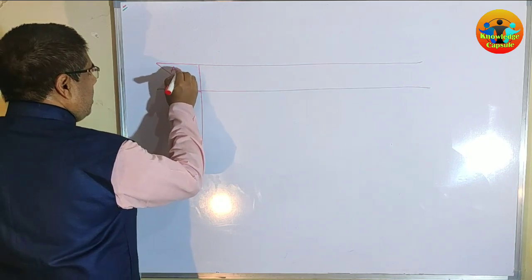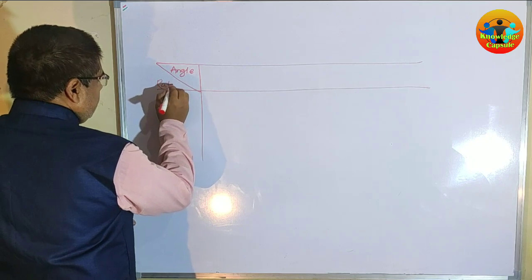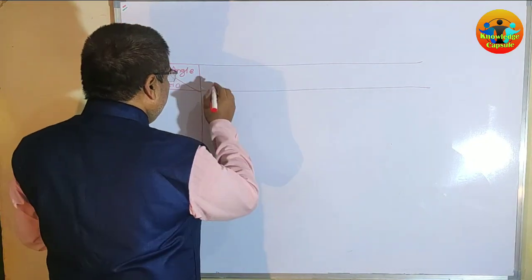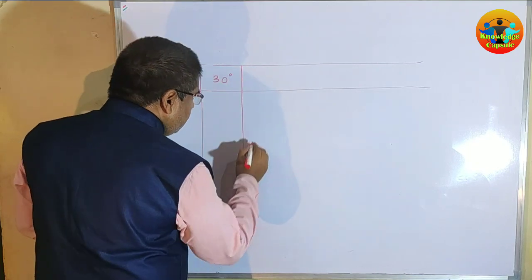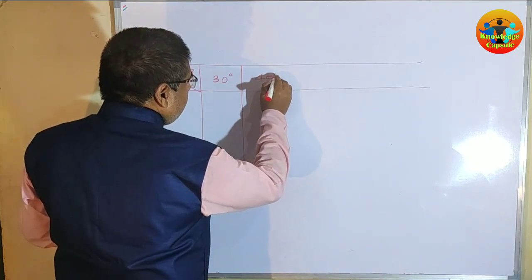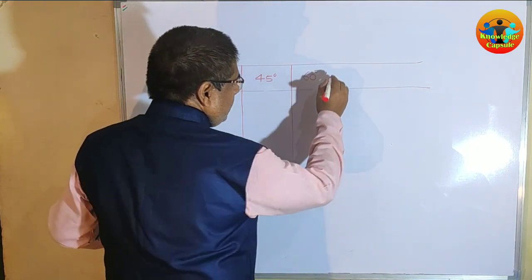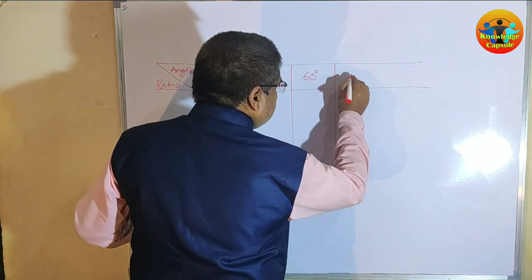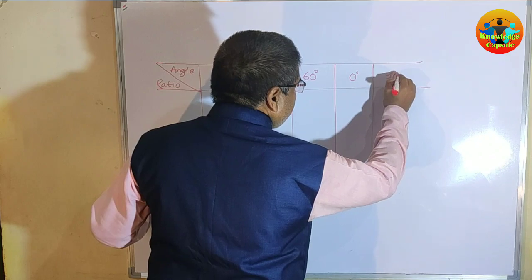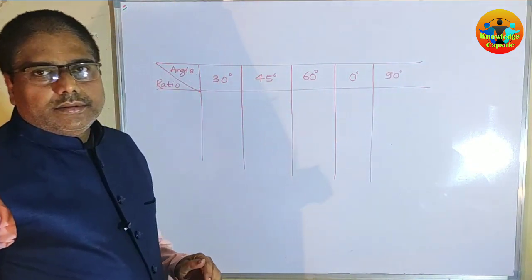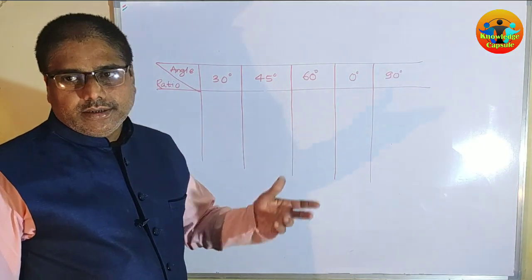Here we will take angle. Here we will take ratio, 30-degree angle, then 45, then 60, then let us take 0 and 90. 270 and 180 we will discuss about those angles later.